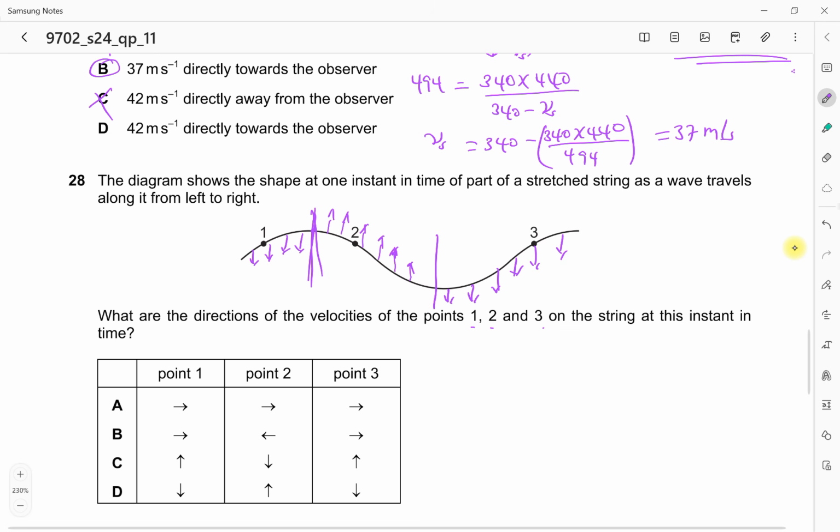So one is downwards. So A is wrong, B is wrong, C is wrong. So the answer is D. One is downwards, two is upwards, three is downwards.